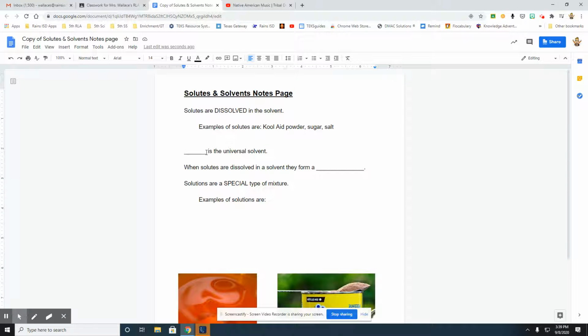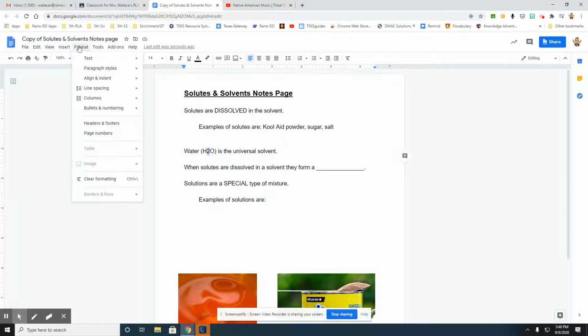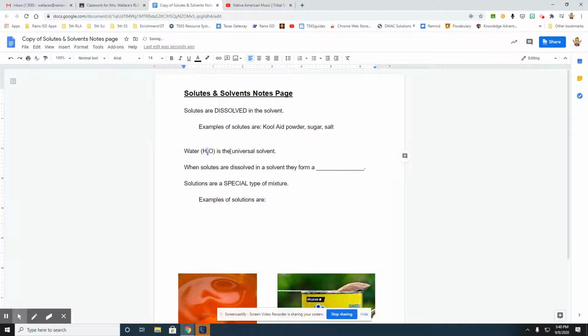Now, here in this blank, we need to talk about what is the universal solvent, okay? I'm going to tell you a funny little story in a second to help you distinguish between a solute and a solvent. So H2O, or water, is the universal solvent, meaning that most things will be dissolved in water. You put your Kool-Aid in water, you put sugar in water. The ocean, we have salt water, so the salt is dissolved there. I'm just going to drop that little 2 down as a subscript. So H2O, we know that's the molecular formula of water.